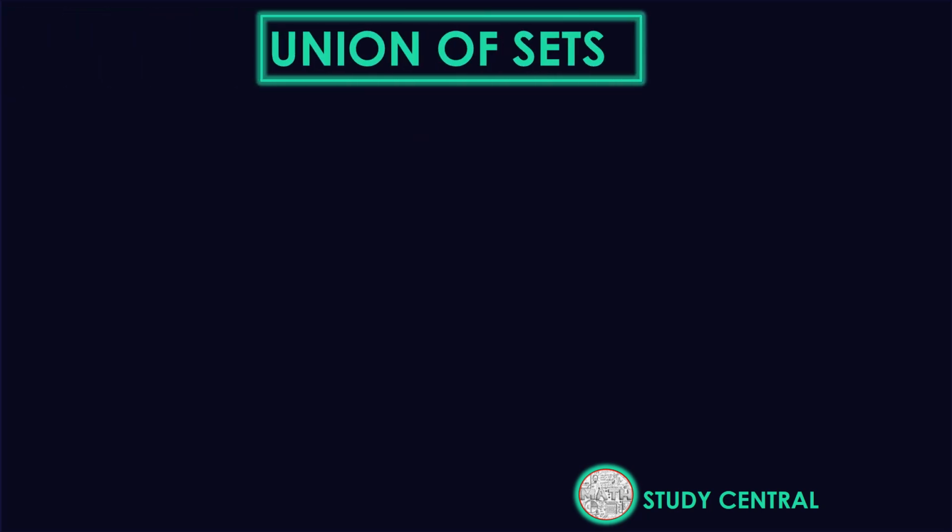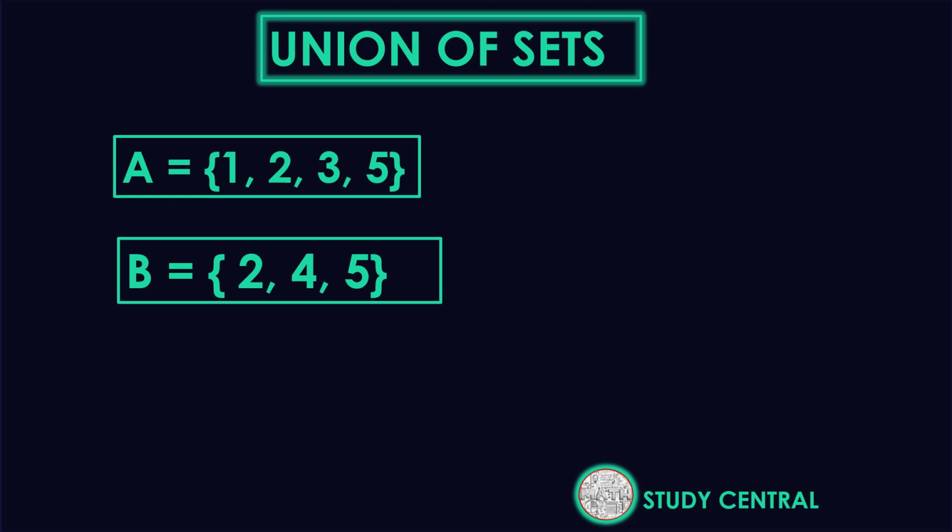The union of two sets is a combination of all elements that are found in at least one of the sets without repetition. A union B includes every element that appears in either set A or B, or both A and B. However, elements that are found in both sets will be written once. Let's find the union of the sets A and B.